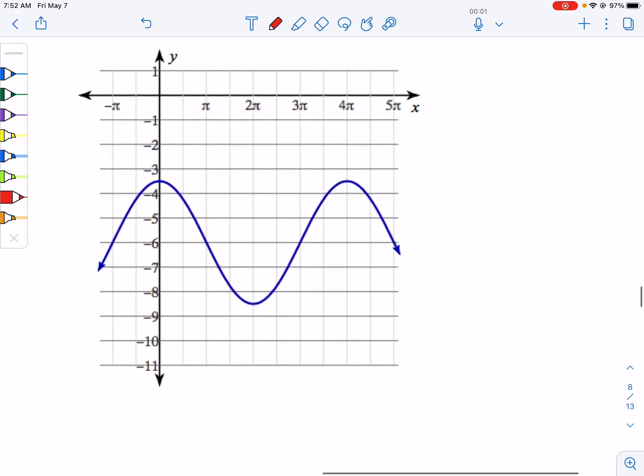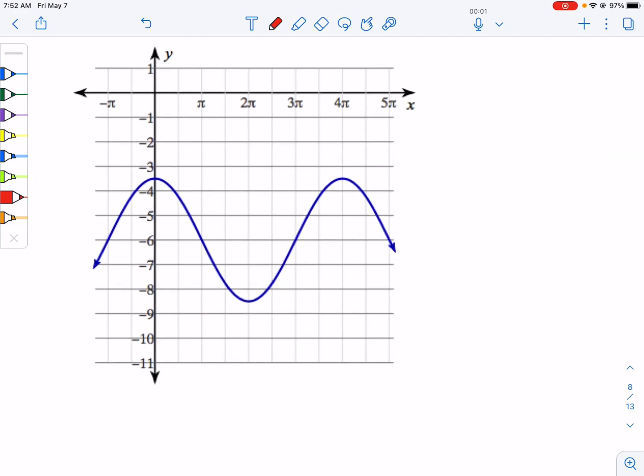Okay, see if you can find your minimum, maximum, amplitude, and midline again. Pause the video. Okay, so let's check. So you've got your max here at -3.5. Your minimum is right here, which is at -8.5.